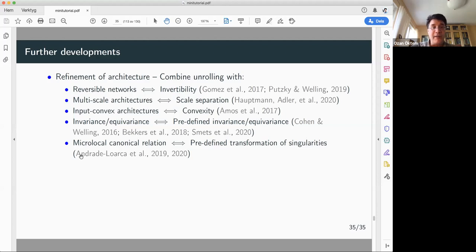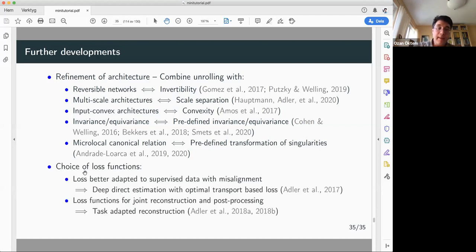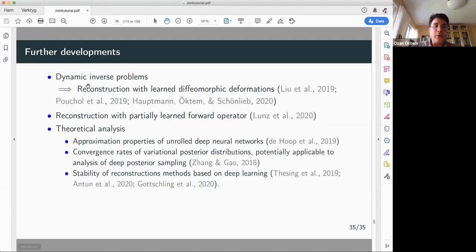Also, I'm involved in work where, from the analysis, we know the microlocal properties of the operators, so we know beforehand how we expect singularities to be transformed. Can we enforce that on the deep neural networks as well? The choice of loss function, I'm not going to mention so much, I'm already out of time. Also, you can do dynamic inverse problems by learning how to do diffeomorphic deformations. You could even learn corrections to the forward operator. And there's a lot of new theoretical analysis specifically for these unrolled schemes. So I think I should stop here.